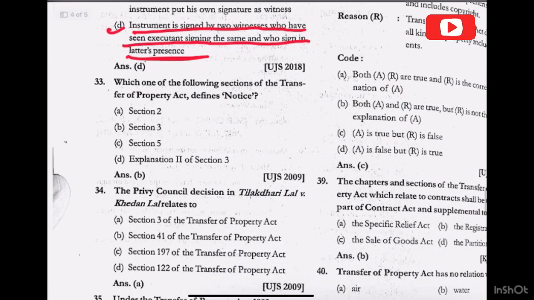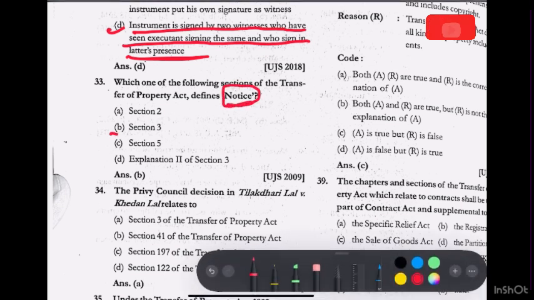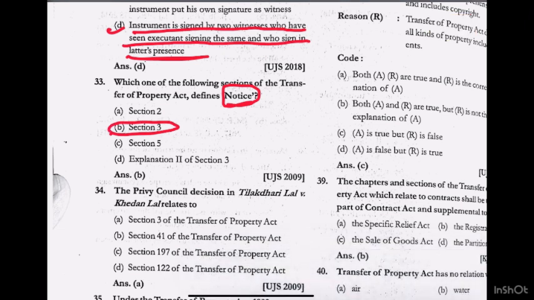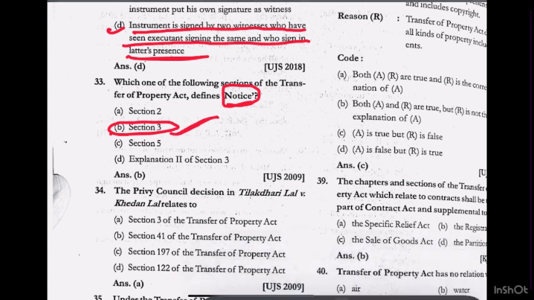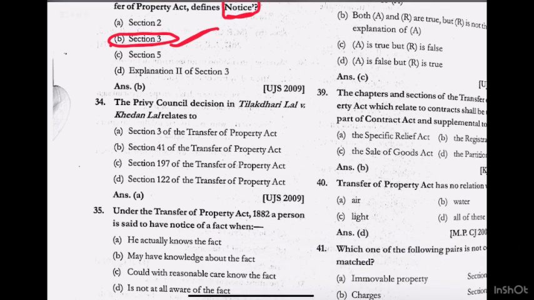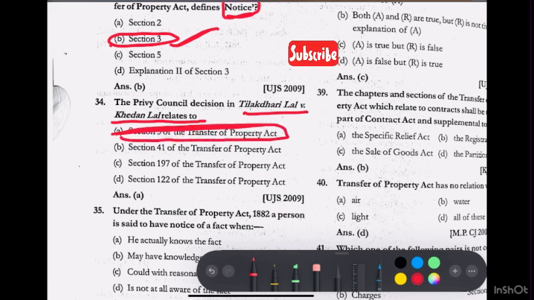Question number 33. Which of the following sections of the Transfer of Property Act defines notice? Notice is defined under section 3 of the Transfer of Property Act. Basically, section number 3 of the Transfer of Property Act deals with the definitions covered under the Act. Some definitions like notice, attestation, you can find in section 3 of the TPA. The Privy Council decision in Tilakdhari Lal versus Khetan Lal relates to section 3 of the Transfer of Property Act, notice.